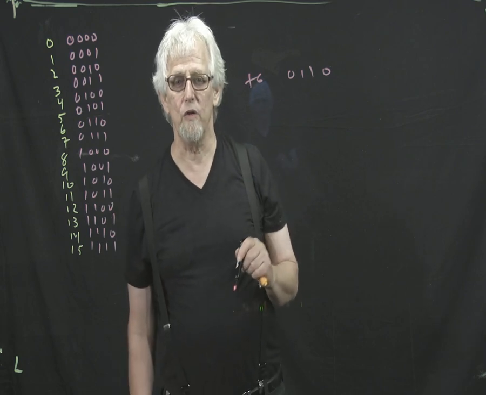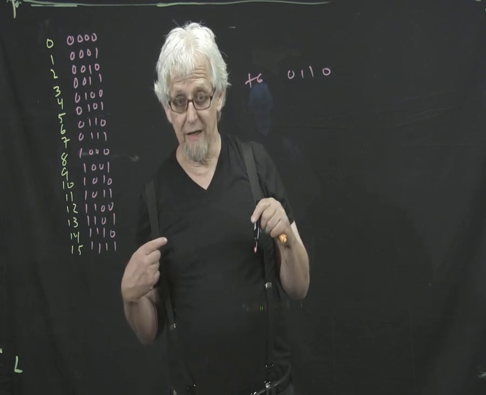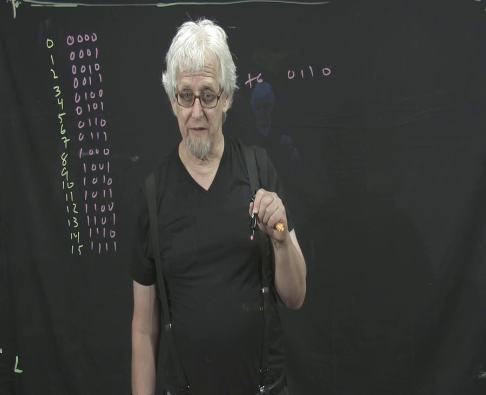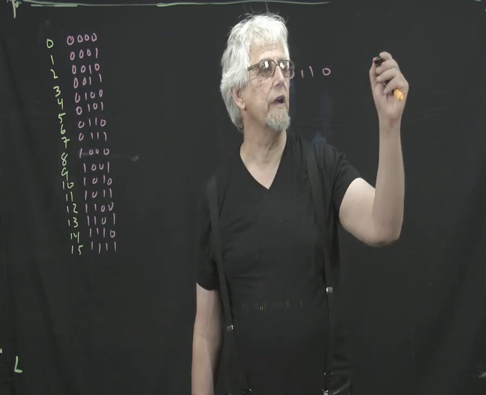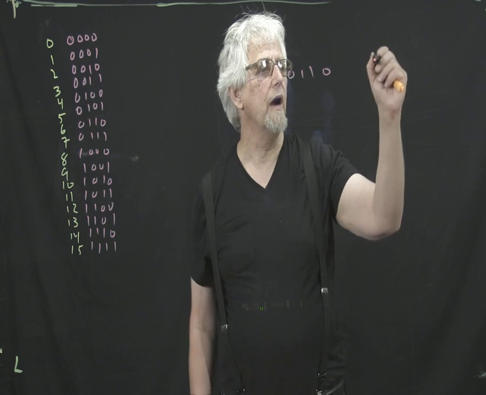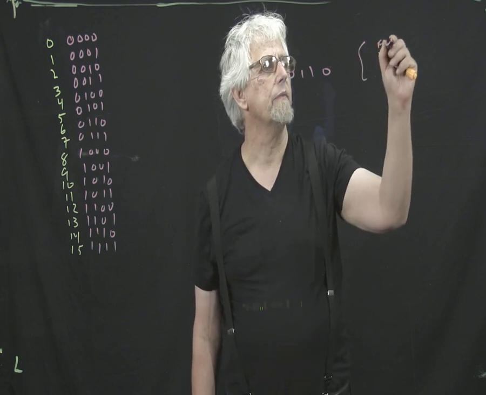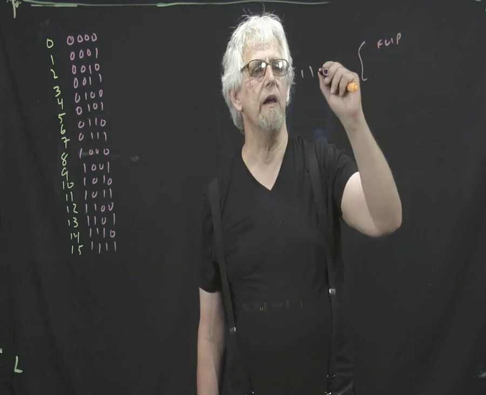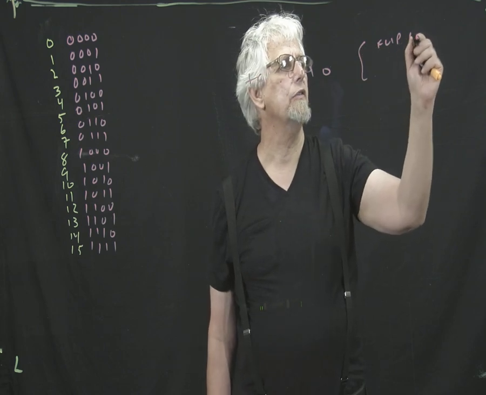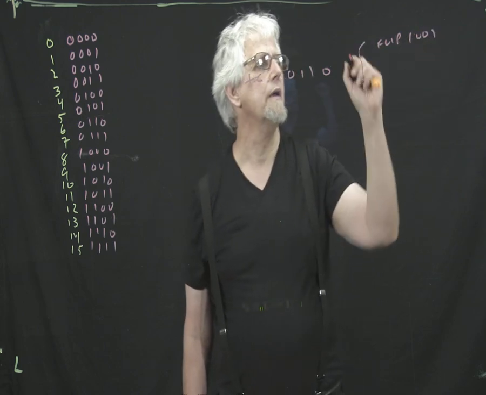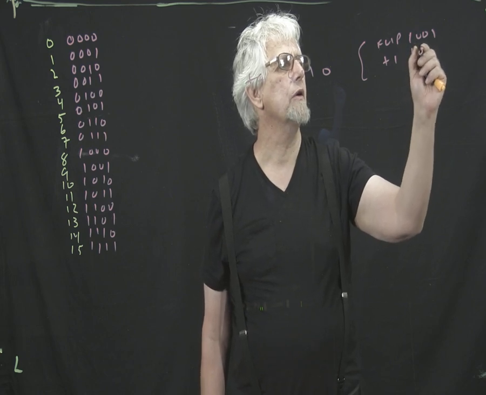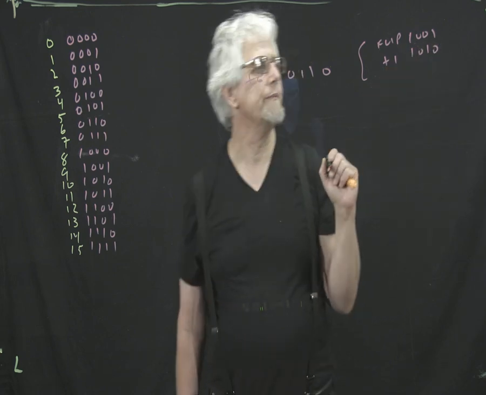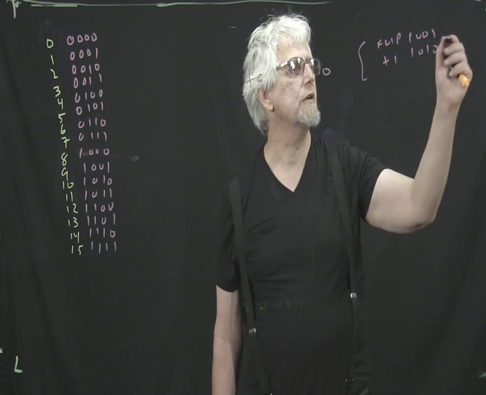And then in order to get the negative, I would complement it, flip the bits, and then add 1. So over here, let's flip. That's going to be 1, 0, 0, 1. And then plus 1, that'll be 1, 0, 1, 0. And this should be equal to minus 6.